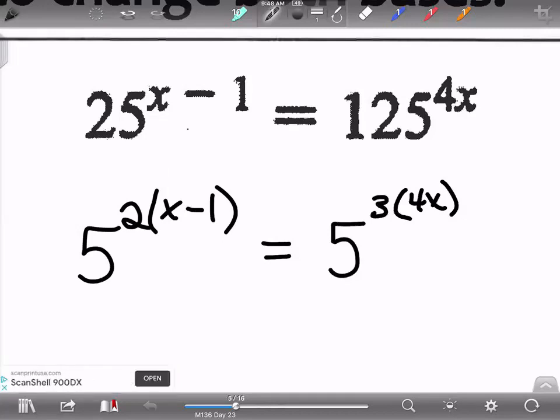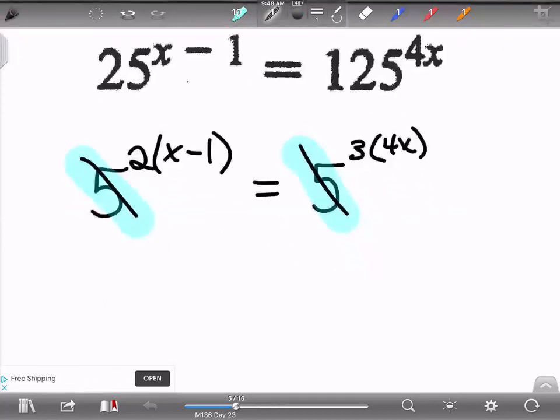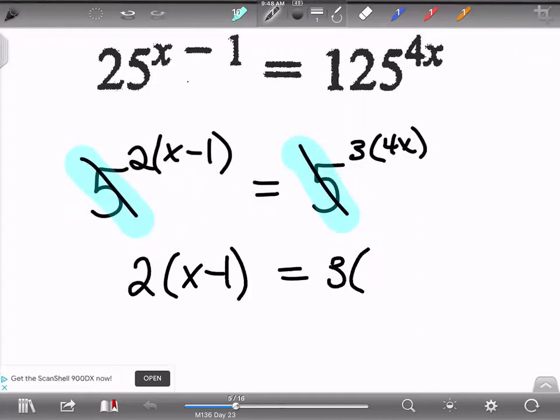Now I can cancel out my bases because they are exactly the same. So they're both 5s here. I can cancel them both out. I'm going to have 2 times x minus 1 in parentheses equals 3 times 4x in parentheses.